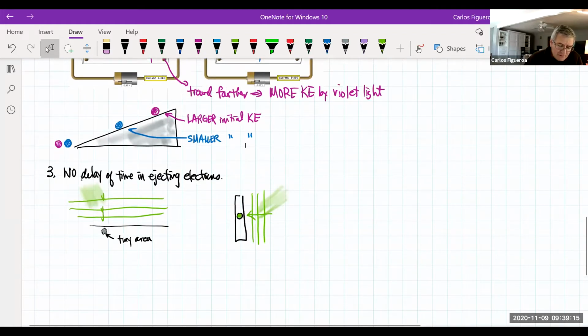And another strange feature that we said here is that there's no delay in time of ejecting electrons. But that's really out there. And the reason why that's out there is that light waves, even if they're wavelengths of the order of nanometers, atoms are tiny, much smaller than that. And then they've got to transfer the energy from the atom to the electron. And so the energy concentration on such a small area tells you that that should be really, really hard.